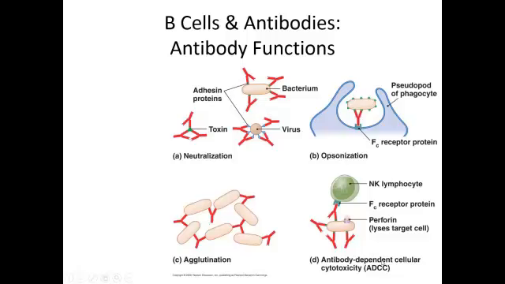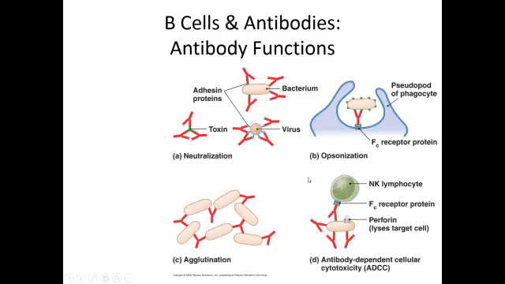And then there's antibody-dependent cellular cytotoxicity, or ADCC. Basically, we get antibodies attaching to their epitope, to their antigen. Natural killer lymphocytes, NK lymphocytes, also have an Fc receptor protein. They bind to that, and they know if there's any place where antibodies are attaching, that's a problem. So they attach, they release perforin, which creates a hole in the target cell and causes it to lyse.